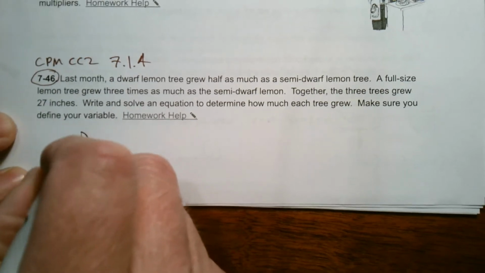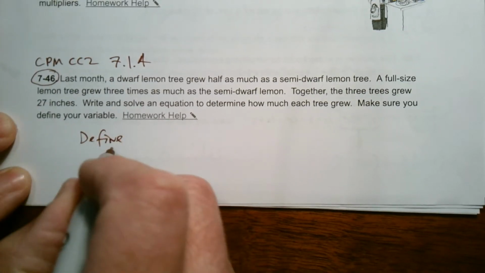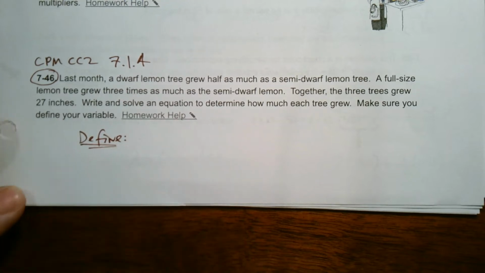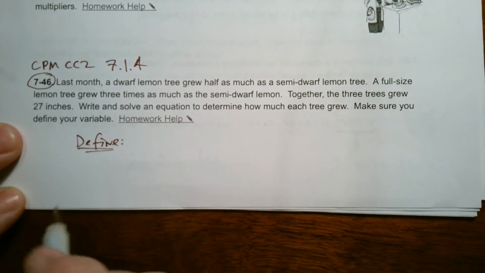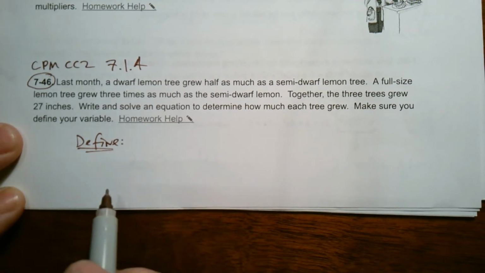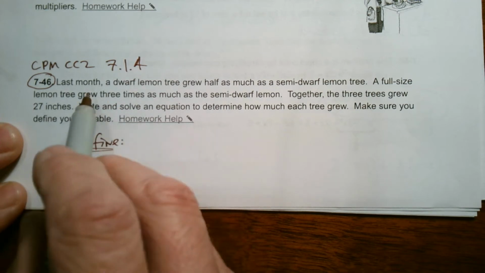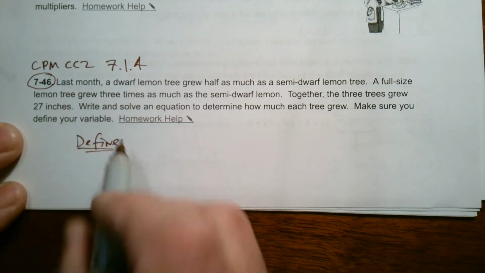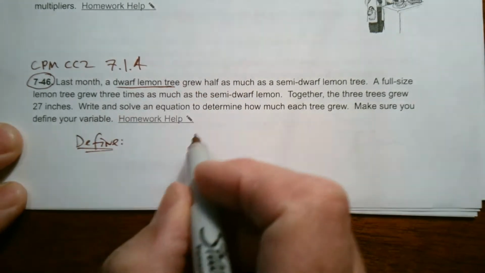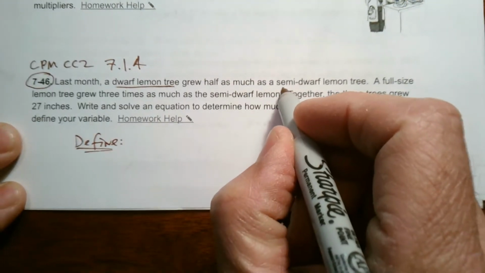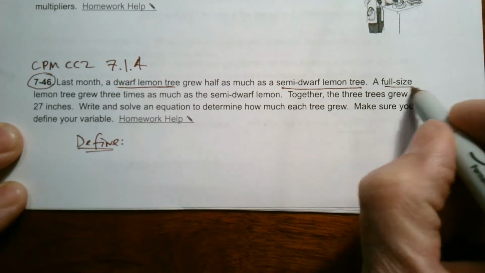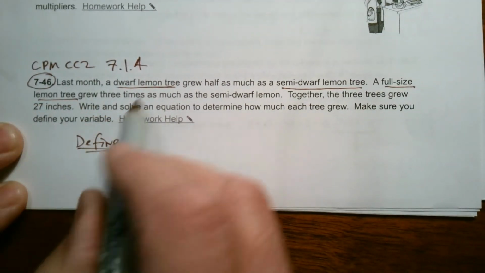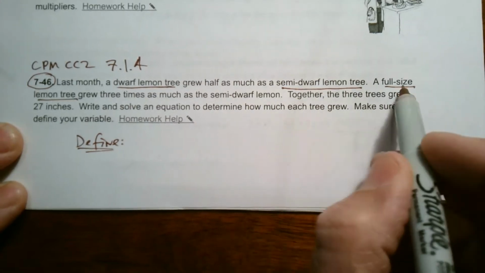So remember, we start off and we need to figure out what is our x. What is our variable? And then from that, we determine what the other components are in their expressions, in terms of x. I've got three trees. The dwarf lemon tree grew half as much as the semi-dwarf lemon tree, so there are the two trees there. And then a full-size lemon tree, there's the third tree. So a dwarf, semi-dwarf, and full-size.